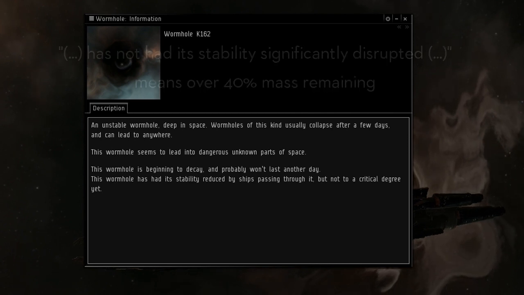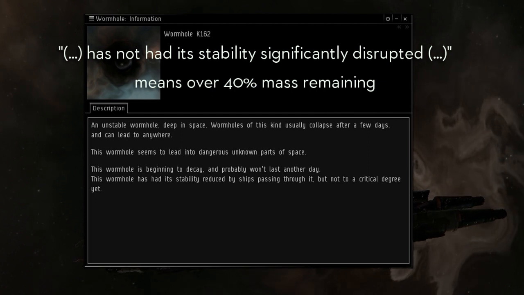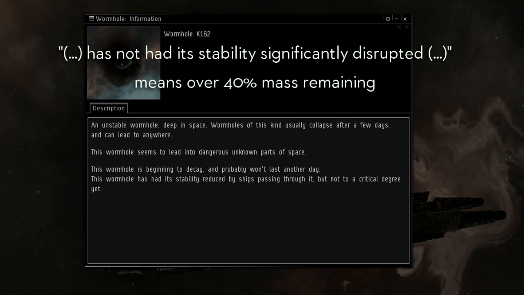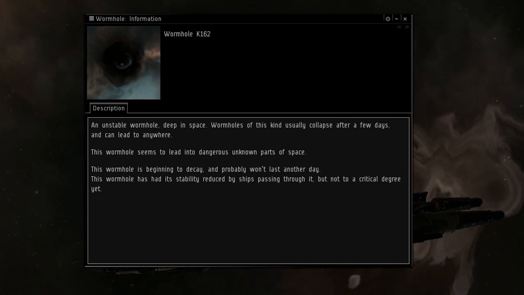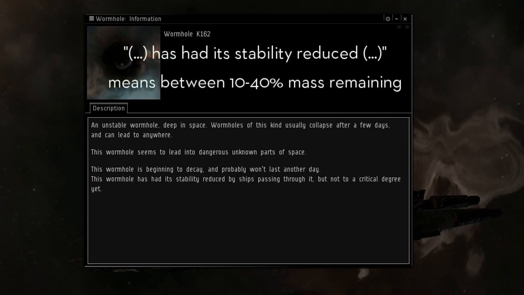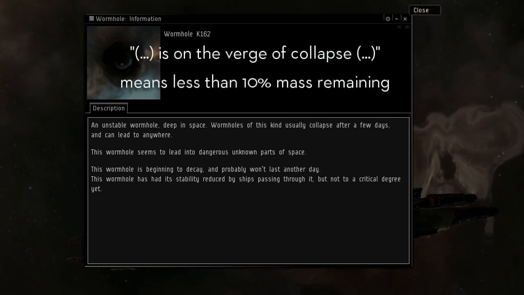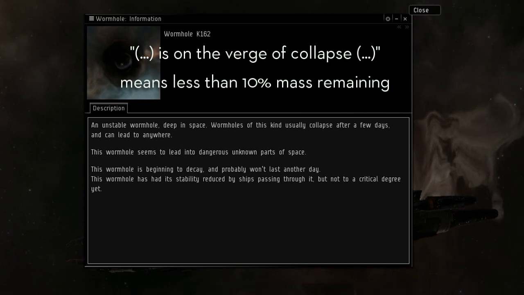When it has more than 40% of its average mass limit left, ignoring the 10% variation, it will say it has not had its mass significantly disrupted by ships passing through it. If it has between 40% and 10%, it will say it has had its mass disrupted, but not to a critical degree yet. Less than 10%, it has had its mass critically disrupted and is on the verge of collapse.